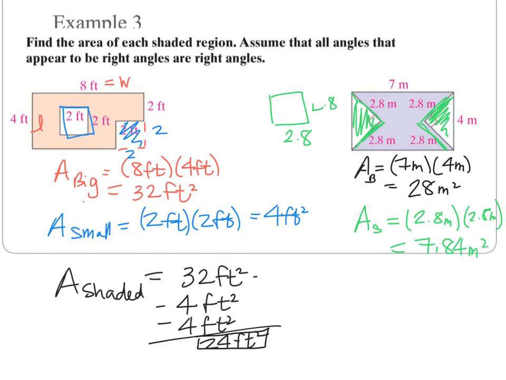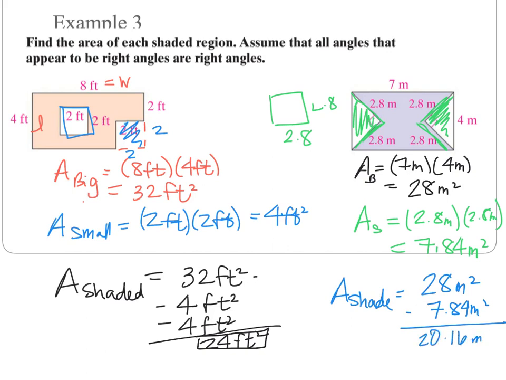This is going to give me 7.84 meters squared. So now when I want to find the area of the shaded region, I'm going to take my 28 meters squared and subtract 7.84 meters squared from that. And then I end up with 20.16 square meters.